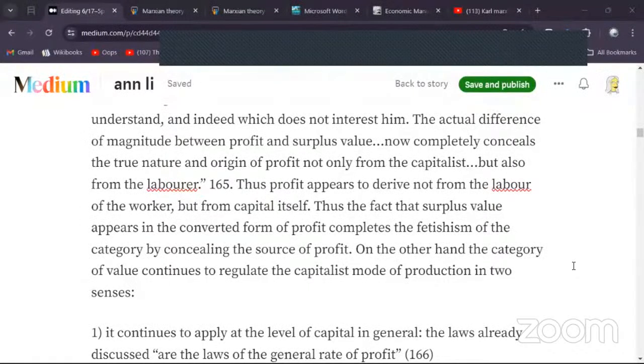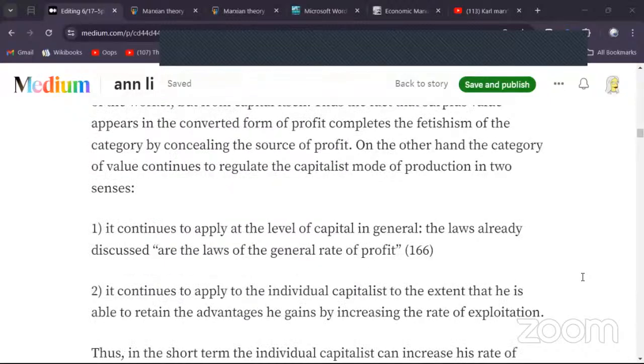Note what we're fetishizing here are categories and abstract notions as bodies of thinking about capital by concealing the source of profit. On the other hand, the category of value continues to regulate the capitalist mode of production in two senses. So there's still an effect. It's not like it's all going on and we don't have to care about it. You have to really care about it. It continues to apply at the level of capital in general. The laws already discussed are, as Marx will put it, the laws of the general rate of profit. In other words, he's looking for a kind of universal here, a generalization that can apply to larger groups of things, that is, groups of capitalists and their firms or markets and, whatever.